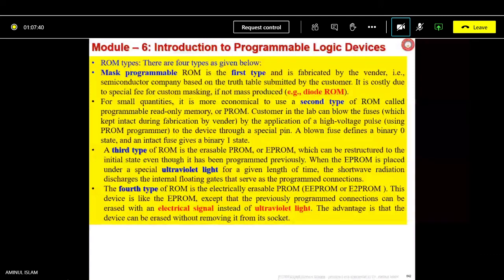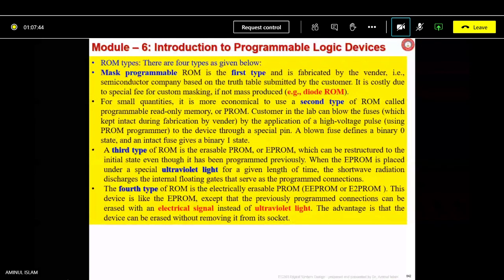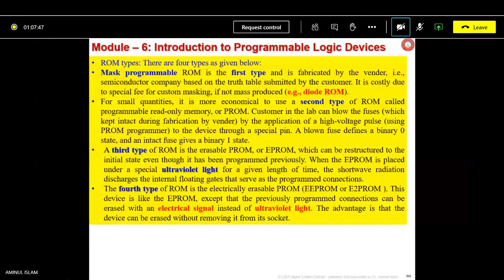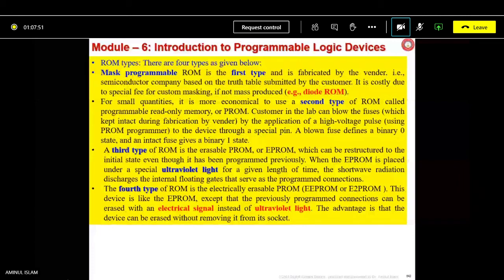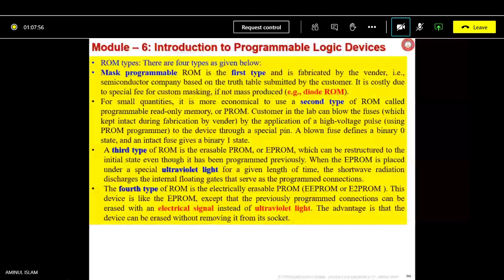Can you remember, Pratham, we have discussed the diode ROM? No, sir. I can't remember diode ROM. Diode ROM, Harsh Tripathi. Yes, sir. In that, the presence of a diode was indicating what? Sorry, now I remember, sir. 1, sir. Absence of diode was 0.